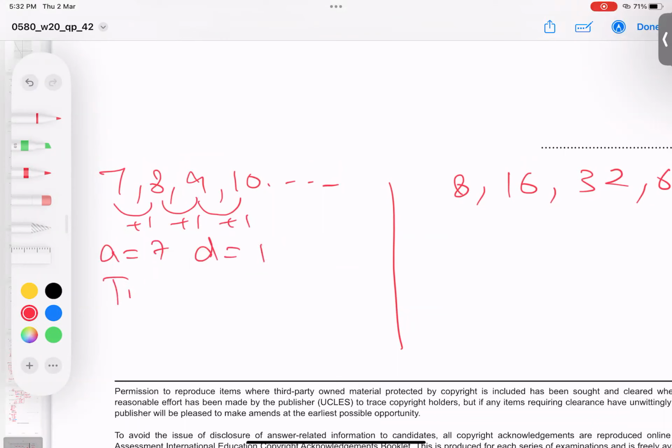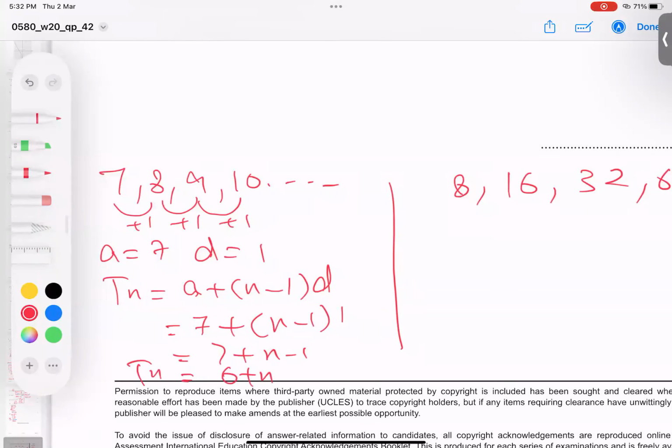Now what is the formula of an AP? a plus n minus 1 times d, my students. a is 7 and d is 1. I expand the bracket and I get 6 plus n. So this one part is done.